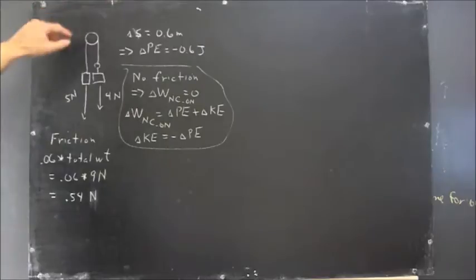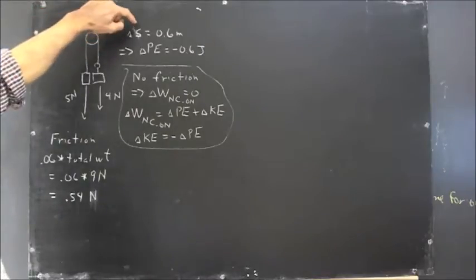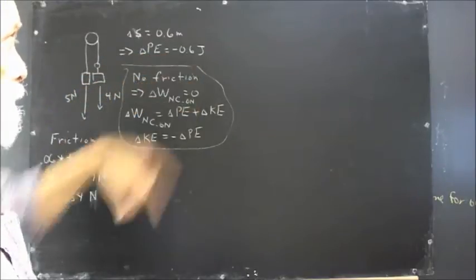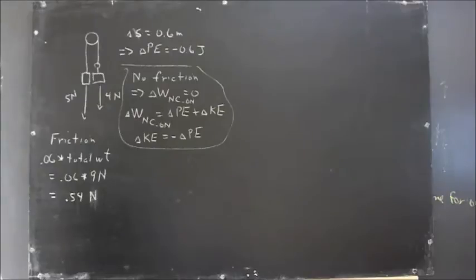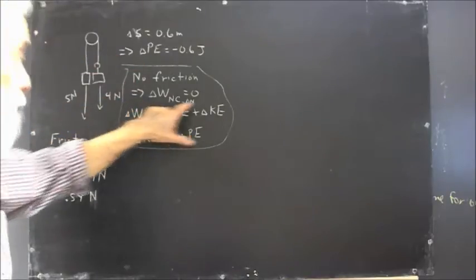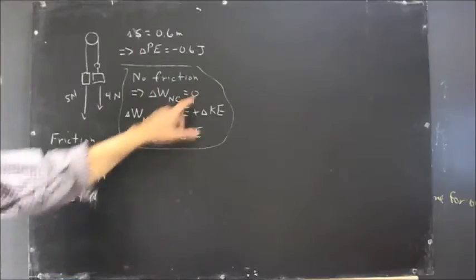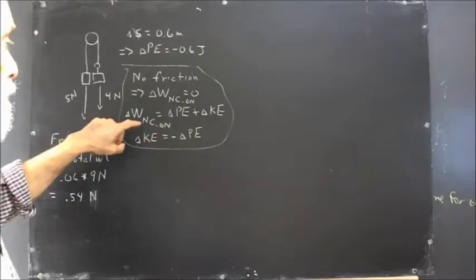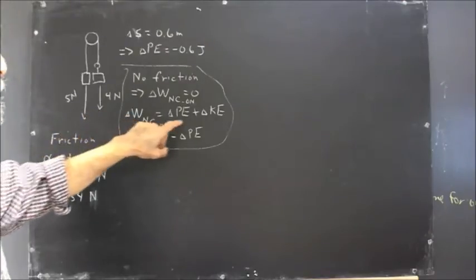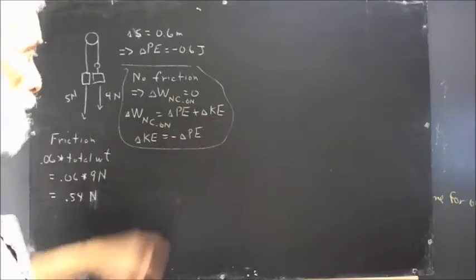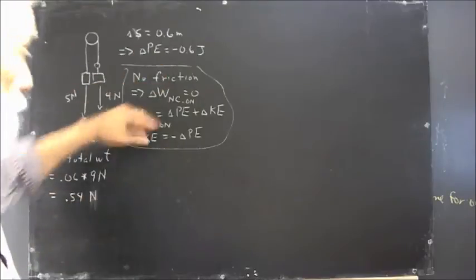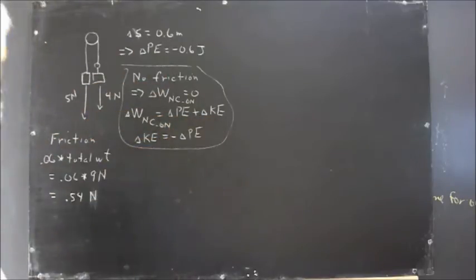Summarizing the result we got previously, here's our system. The displacement of the system is 0.6 meters, and that implies by what we just saw that the potential energy change is negative 0.6 joules. If there's no friction, then because the work done by the non-conservative force is zero, presumably there are no other forces, including no friction. And since that is equal to the change in potential plus change in kinetic energy, it's equal to zero. Change in kinetic energy is negative the change in potential energy. You want to focus everything into this equation in order to be sure you're doing your energy analysis correctly.